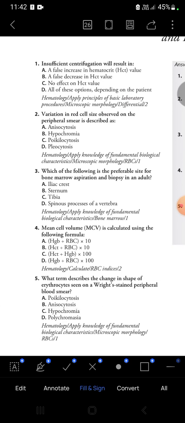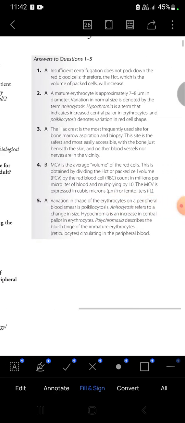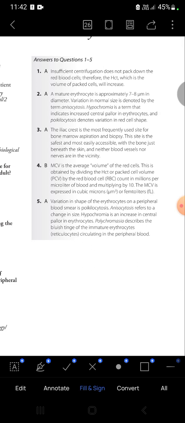Second question: variation in red cell size observed on the peripheral smear is described as anisocytosis, hypochromia, poikilocytosis, or pleocytosis. So the answer is anisocytosis. A mature erythrocyte is approximately 7 to 8 micrometer in diameter. Variation in normal size is denoted by the term anisocytosis. Hypochromia is a term that indicates increased central pallor in erythrocytes, and poikilocytosis denotes variation in red cell shape.